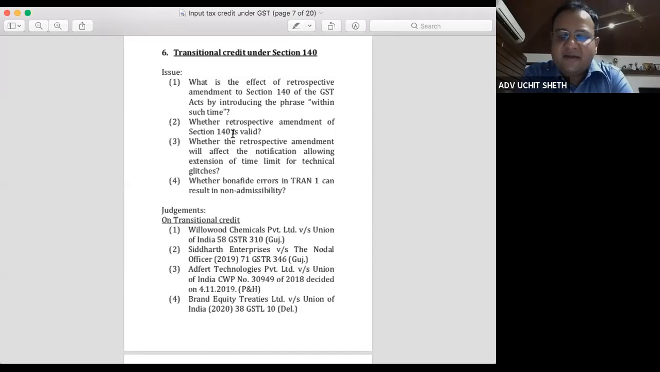Following Siddharth Enterprises, there have been a number of judgments by different high courts, one being Punjab and Haryana in the case of Adv Technologies Private Limited, another a recent judgment of Delhi High Court in the case of Brand Equity Treaties Limited versus Union of India, all taking views that Rule 117 is a directory provision, and therefore you can claim input tax credit even beyond that period. In fact, Delhi High Court goes to the extent of holding that ultimately the claims would be governed by the Limitation Act, and therefore if you claim within 3 years from 1st of July 2017, you should be entitled to the transitional credit. Of course, all these issues are now lying before the Supreme Court.